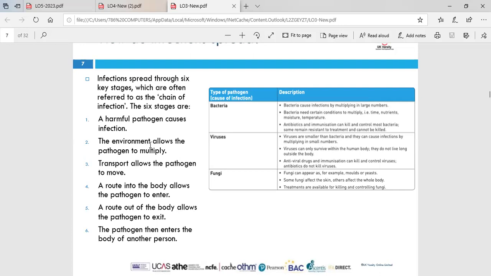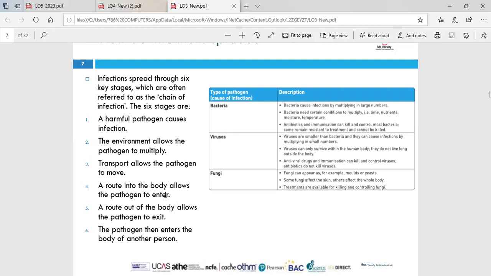So the first step is the harmful pathogen that causes the infection. The second is the environment that allows the pathogen to multiply. So if we get rid of this environment, that chain is broken down. Transportation through that vector carries this pathogen from one person to another, or from one place to another. In case of water, it's viruses that are carried. So if we remove that water, get rid of mosquitoes, let's say, that transportation would not happen, and then the infection malaria could not spread from one person to another.